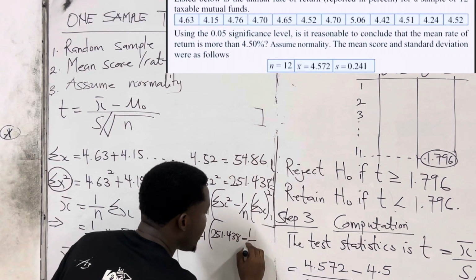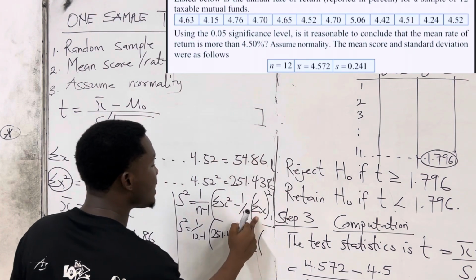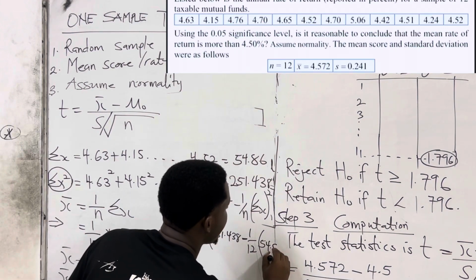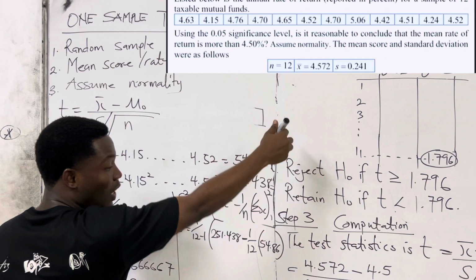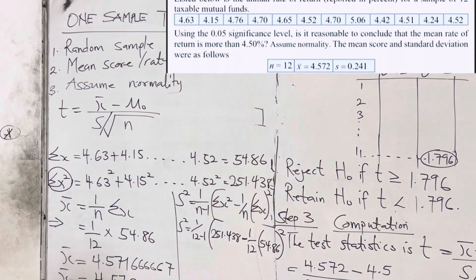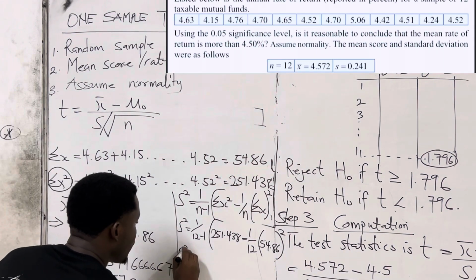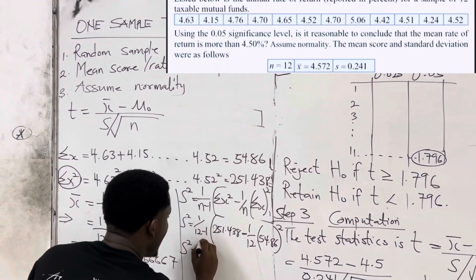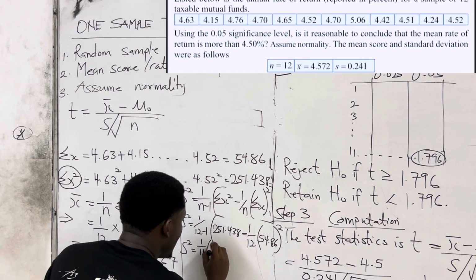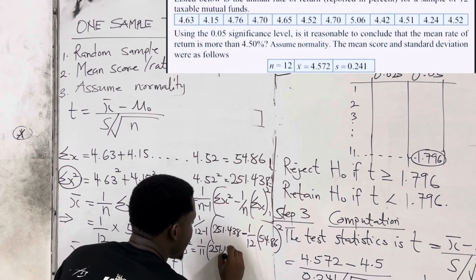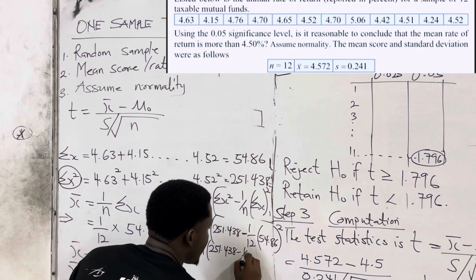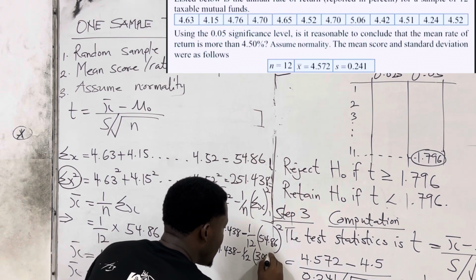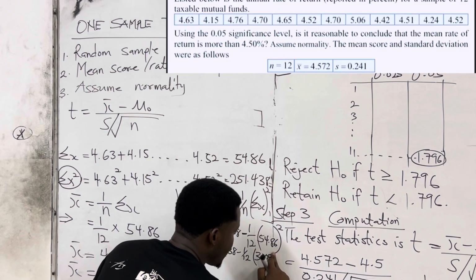So we have 1 over 12, and then the summation of x, which is 54.86. That one, the square is outside the bracket. So this is it. And when you solve for this, we have 1 out of 11 times 2.5 points, minus 1 out of 12. And then this one will give us 0.3009 points.